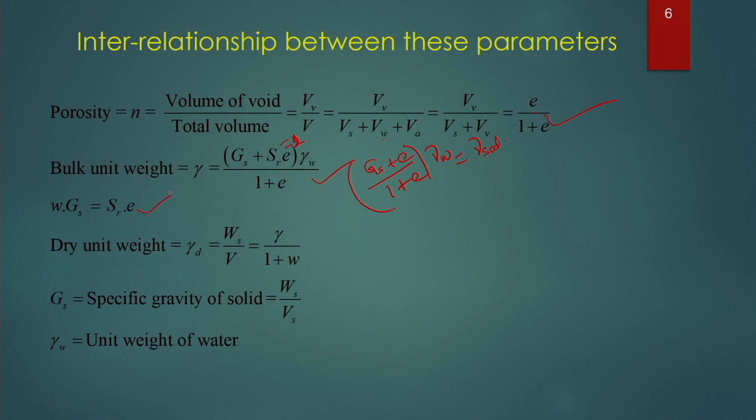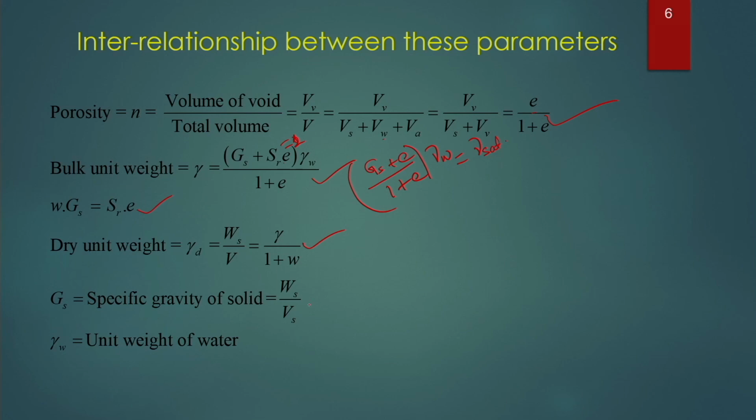WGS equals SR into E. There is also another relationship between the dry unit weight, water content and the bulk unit weight. Dry unit weight is equal to bulk unit weight divided by 1 plus water content. Here we have used the term GS.